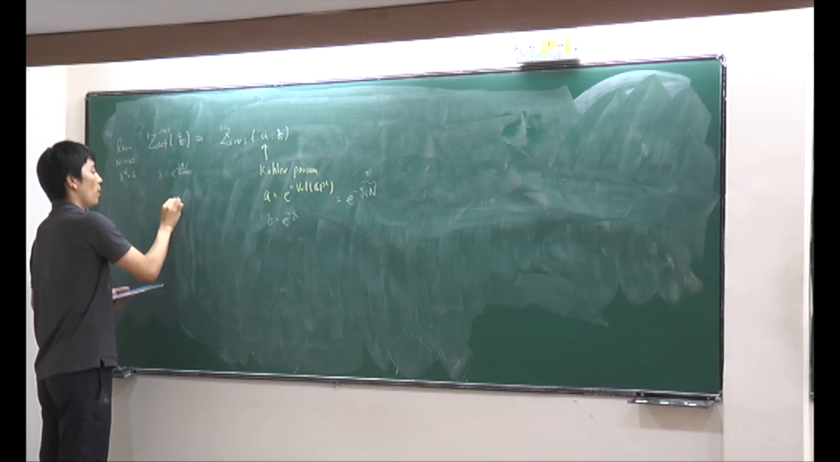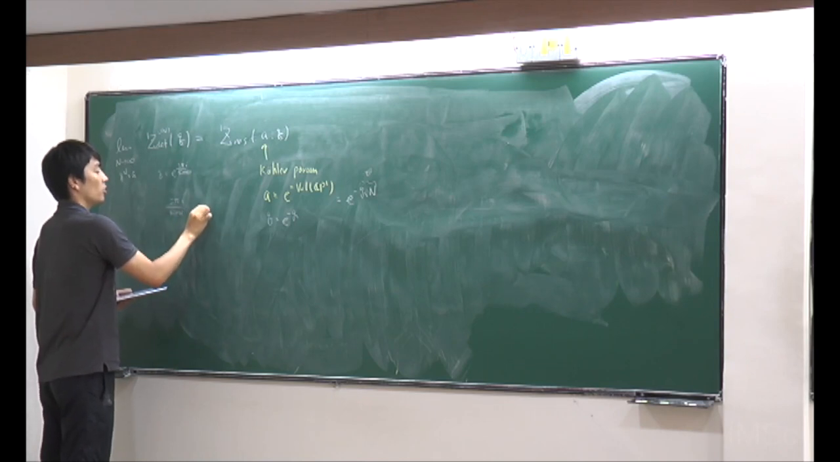I would say that 2 pi i over k plus n is minus g string.